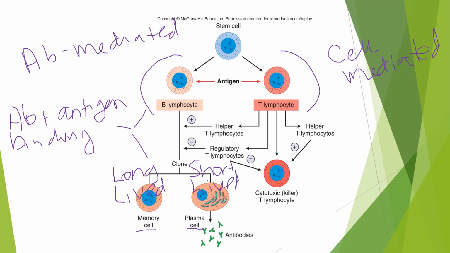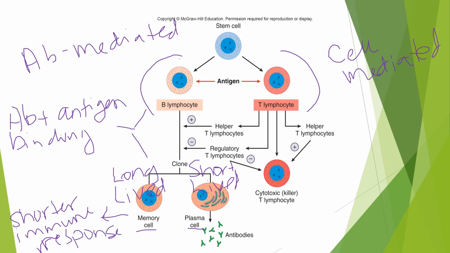All right, and so going with the memory cells, we'll have a shorter immune response as compared to the plasma cells, where we'll have the generation of antibodies. Why this is short-lived is because we have antibodies produced. However, the memory cells, when they're exposed to that same antigen, are going to produce more and more of those antibodies, and that takes a shorter amount of time.